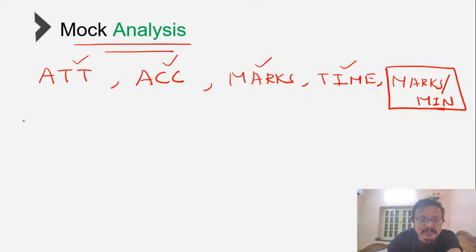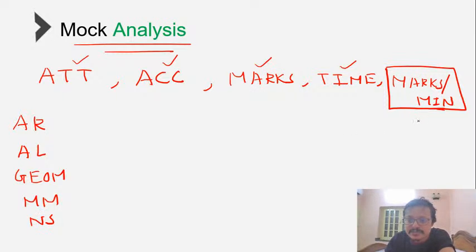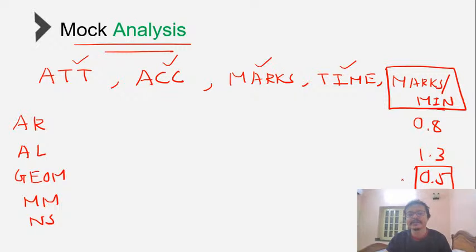So let's say there are 5-6 topics. For example, let's take quants. In quants, let's say there is arithmetic, algebra, geometry, modern maths, and numbers. So let's say your marks per minute is something like this: 0.8 in arithmetic, 1.3 in algebra, 0.5 in geometry, in modern maths it is 0.9, and let's say in numbers it is 1.1. So automatically this shows you that geometry is a major weak link in your scores.